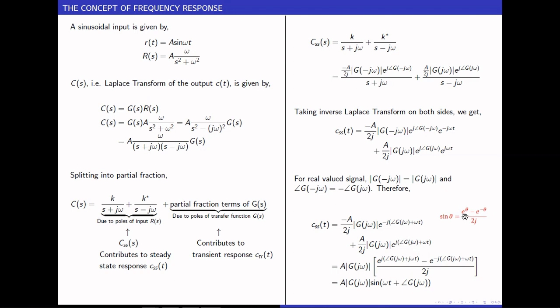Please notice that e power j theta minus e power minus j theta divided by 2j is equal to sine theta. So therefore, this also can be written as sine of omega t plus angle of G of j omega. Okay, and here it is A into magnitude of G of j omega. So this is the final result. This is the final steady state response of the system with a sinusoidal input.